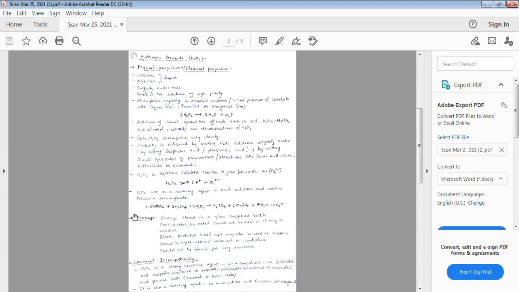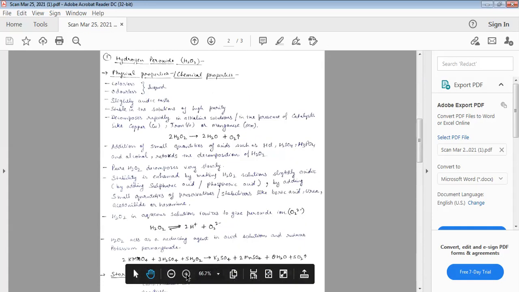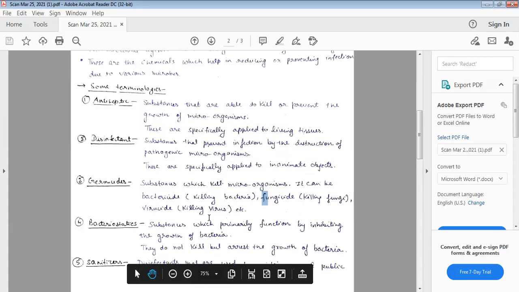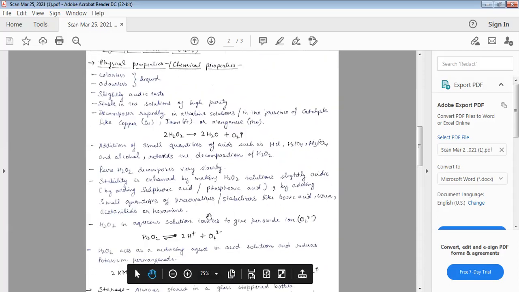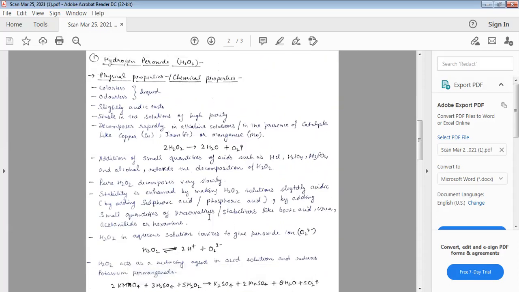Now we shall discuss the compound hydrogen peroxide, which is an antimicrobial agent. The molecular formula of hydrogen peroxide is H2O2. Now we shall discuss the various properties. First we will discuss the physical properties. Hydrogen peroxide is a colorless and odorless liquid. It is slightly acidic in taste. It is stable in solutions of high purity.